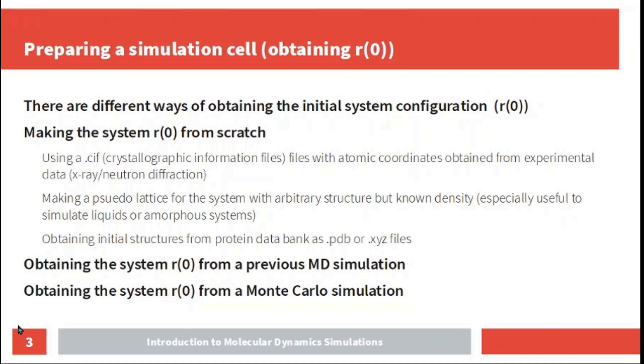Yet another way of obtaining the starting configuration is from a Monte Carlo simulation. This is a slightly different type of molecular level simulation. We cannot really talk about this in this workshop because this would be completely out of scope. But just for completion, Monte Carlo simulations can be used to obtain some structural configurations. For example, Monte Carlo simulations can be used to obtain gas molecules adsorbed in porous materials. So output from these simulations can be used as input for MD simulations.